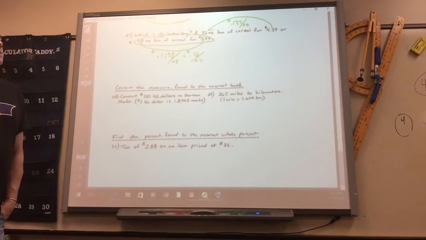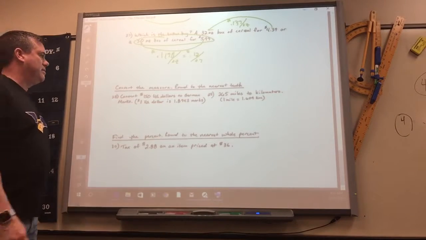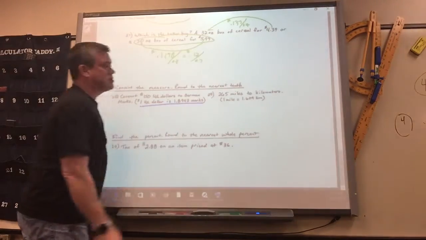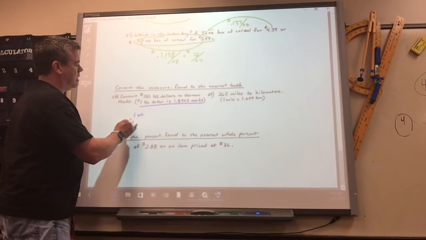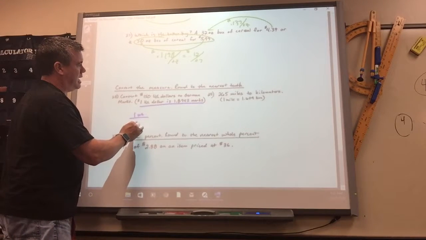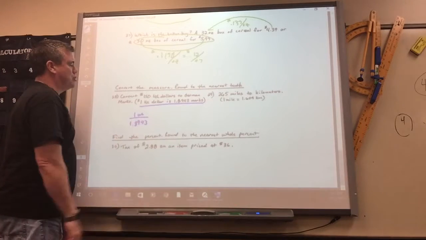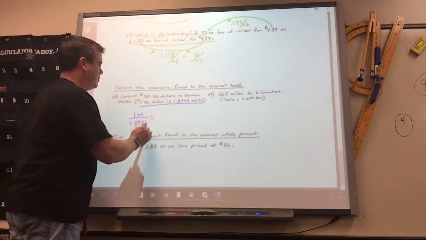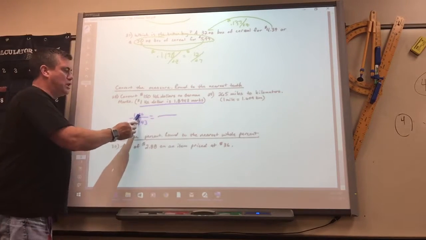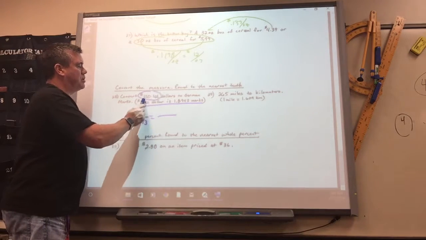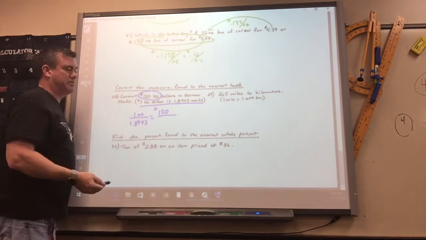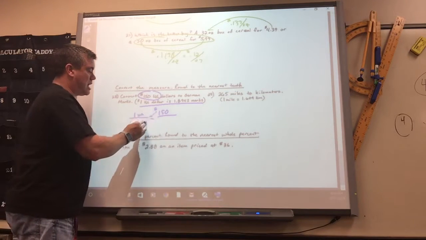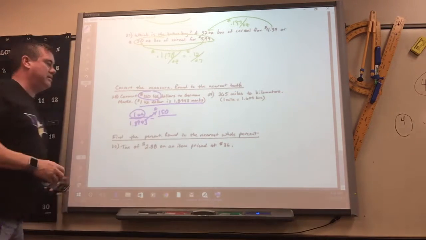Okay, converting, these are just right in a proportion. This is your ratio. $1 US is 1.8943 German marks. So since I put US on top, I'd have to put this on top. And we're gonna convert it to German marks. So you just cross multiply and divide.